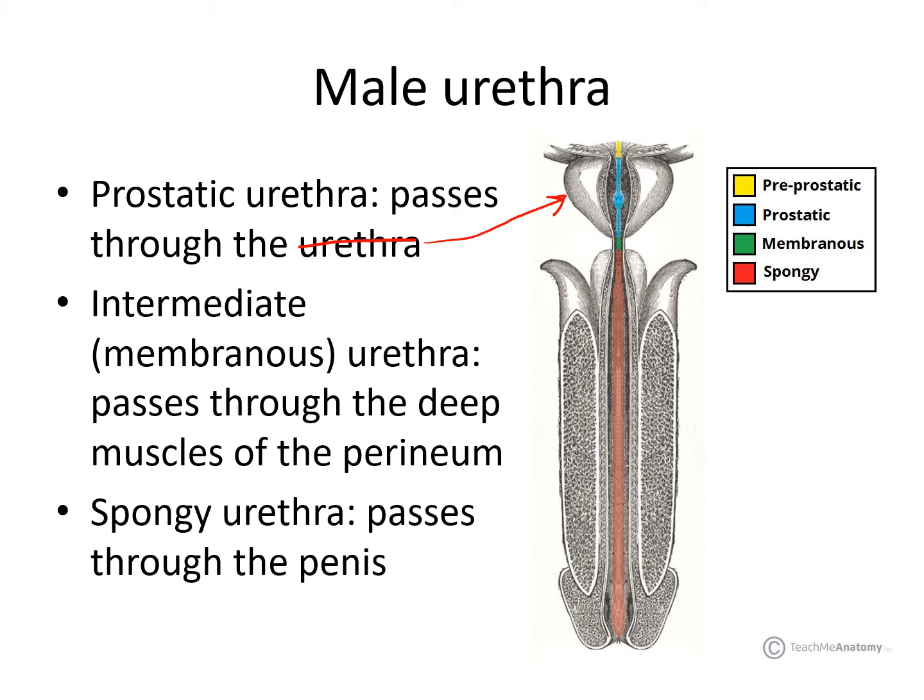You have the intermediate or membranous urethra, which is going to be just this little area that passes through the deep muscles of the perineum, this little guy right here, and then the spongy urethra, which is going to pass through the penis. So the part that you probably think of most when you think of the urethra, it's just going to be that tube that is going through the penis. And it is called spongy because it is surrounded by spongy tissue, and we'll talk about that when we talk about the reproductive system.